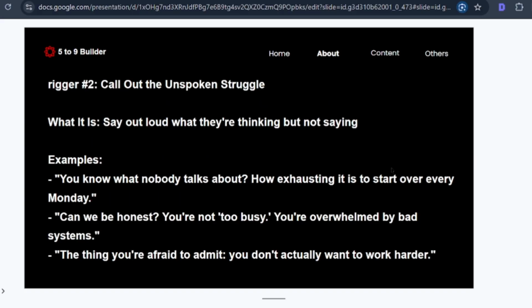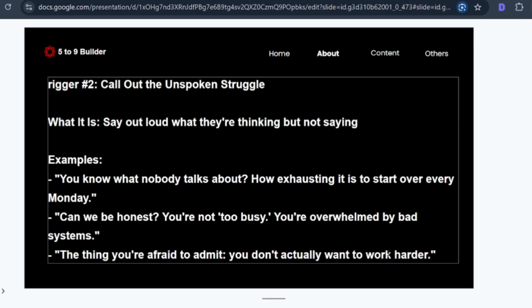Now, trigger number 2, which is calling out the unspoken struggle. It's just like the one we have dealt with already. Say out loud what they are thinking but not saying. Something like, you know what nobody talks about, how exhausting it is to start over every Monday. You see how this goes. Somebody is having that kind of thought in their head. They are not saying it outside for people to hear, but you are saying it loudly for them to hear. It's just like what we have done at the hook level.